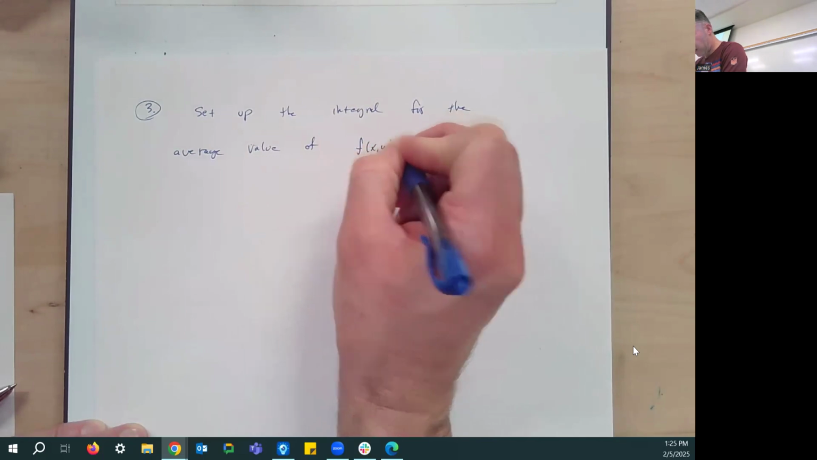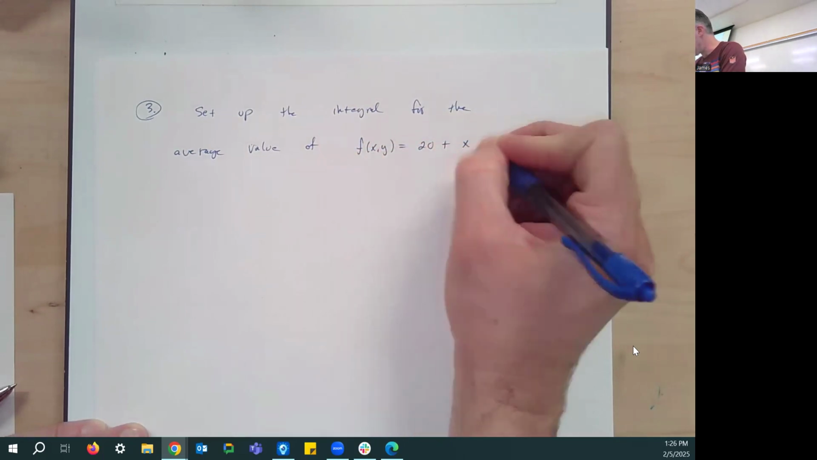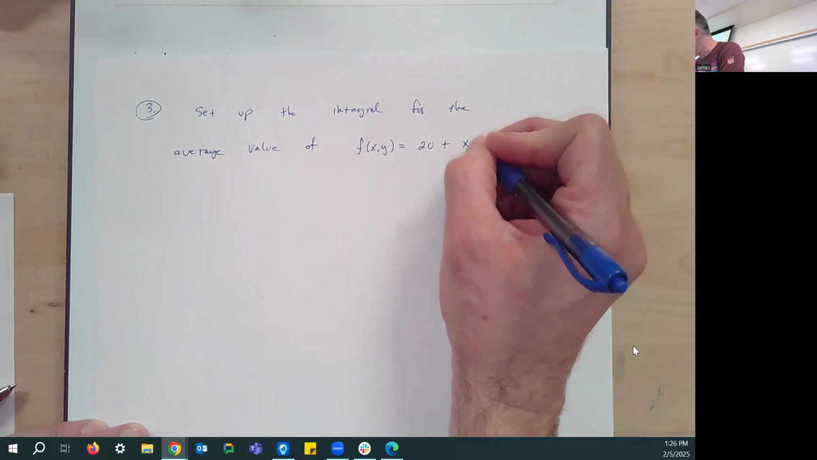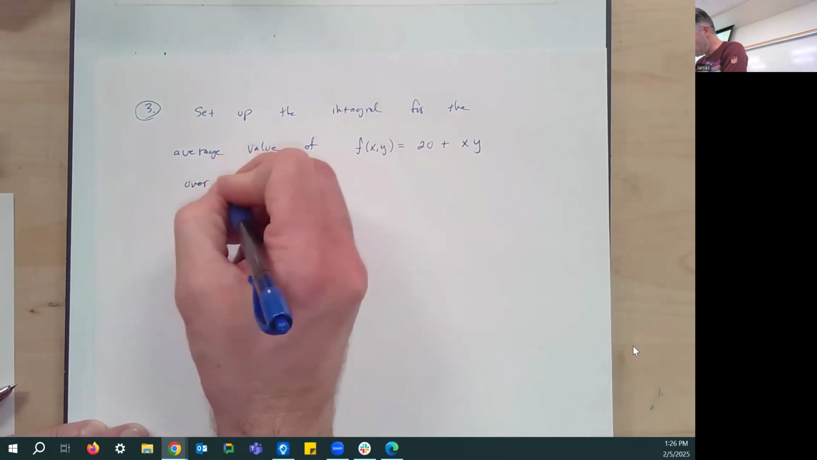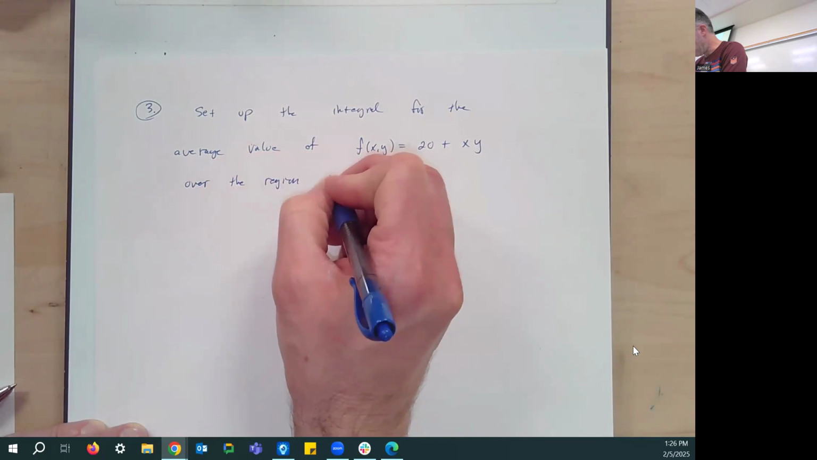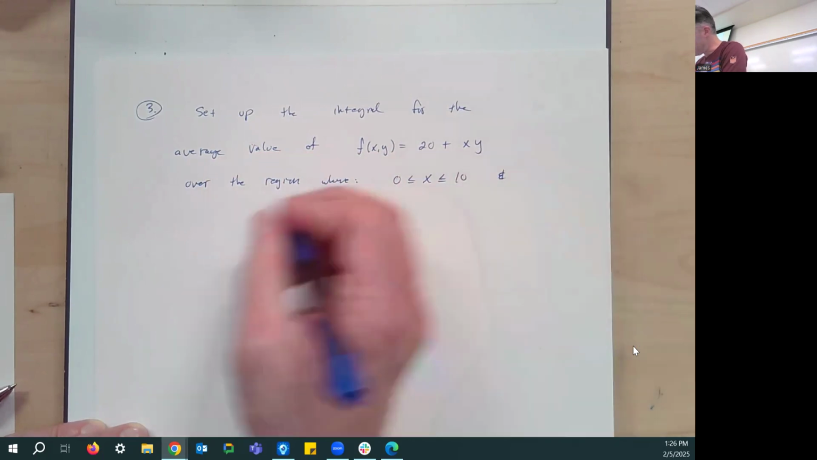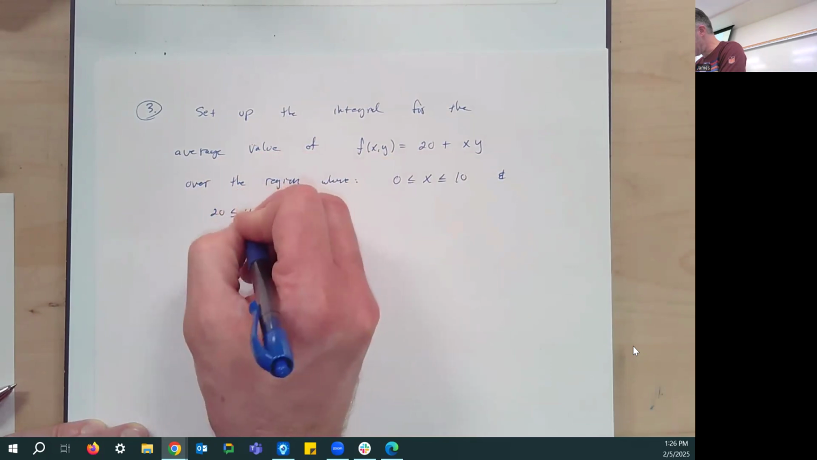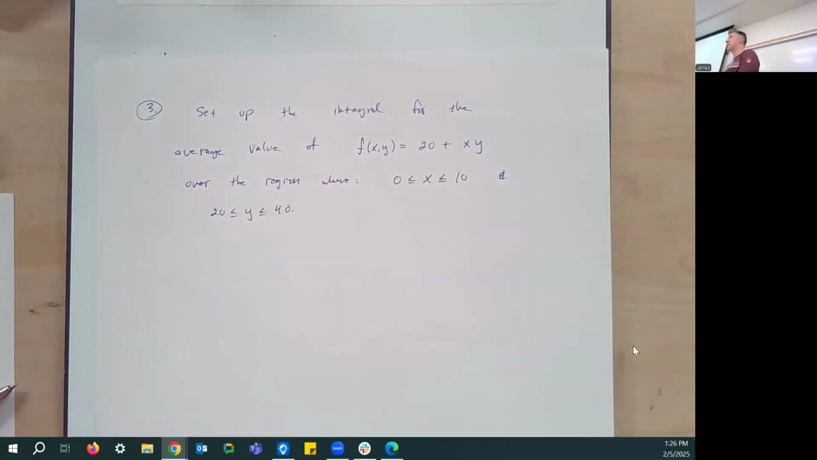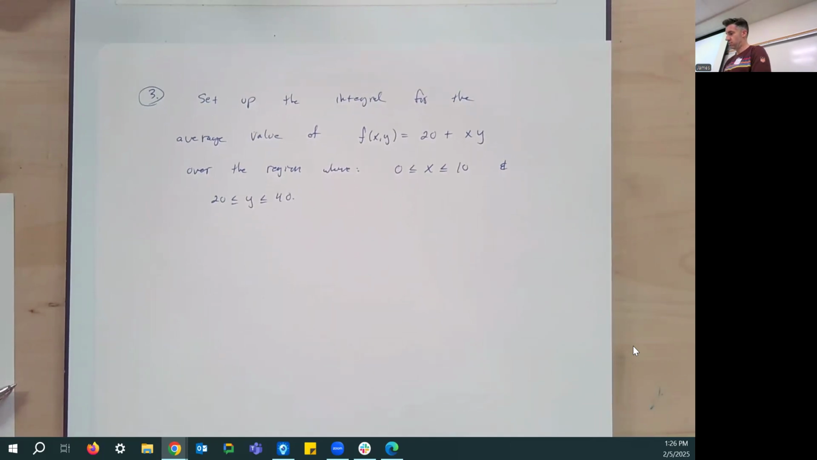f of x, y equal to 20 plus xy over the region where 0 is less than or equal to x is less than or equal to 10, and 20 is less than or equal to y is less than or equal to 40. Go ahead and set up the integral, the equation for that average value. You don't have to draw the region, but you certainly could if you wanted to.